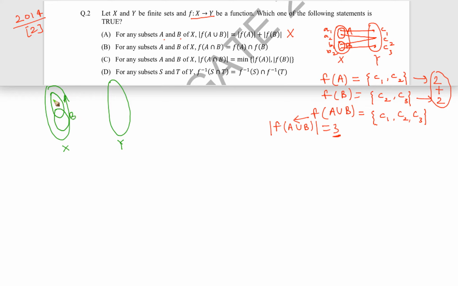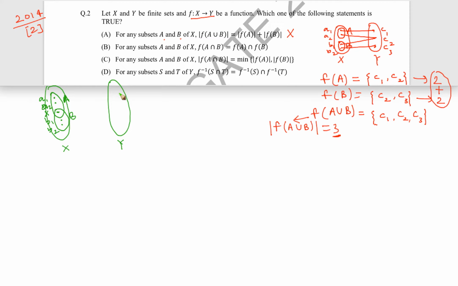They have some overlap. Let's say that this element is a1, this element is a2, this element is b1, this element is b2, and the common element, let's say that element is x. So there is an element x which is common in A and B. Apart from that common element, A has a1, a2 and B has b1, b2.